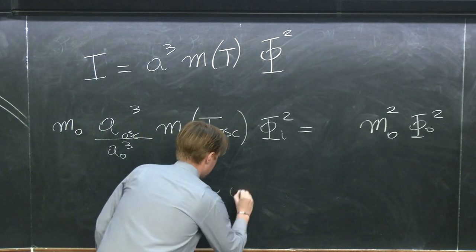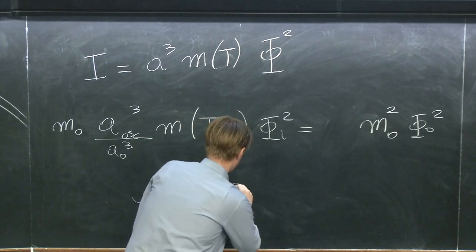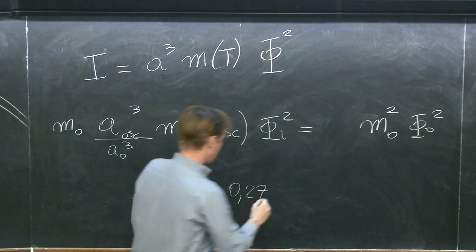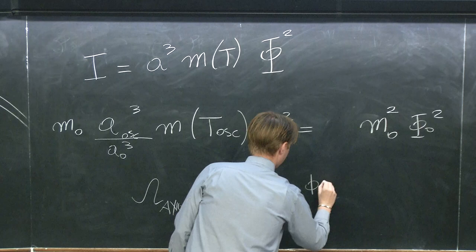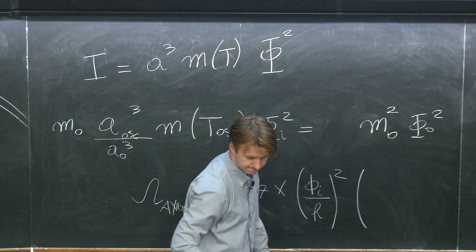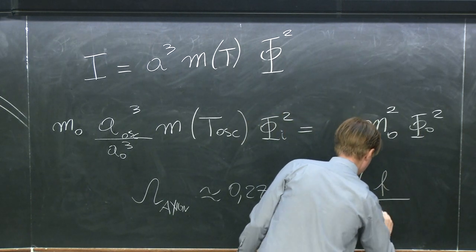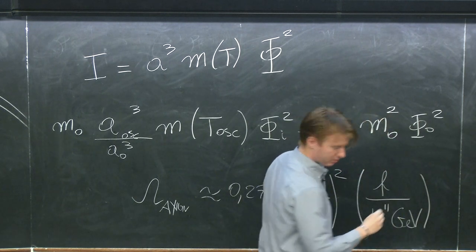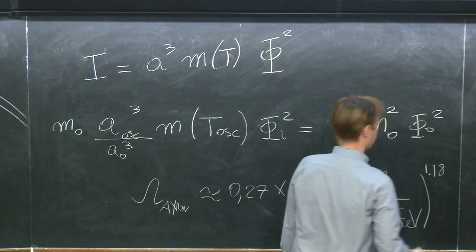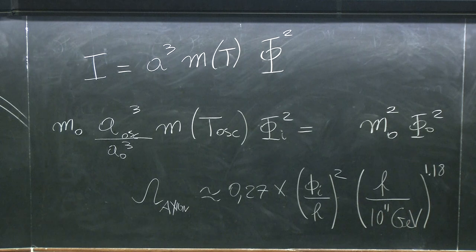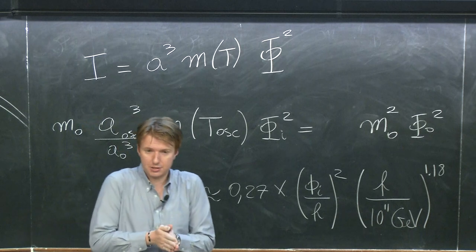And I normalize this as 0.27, which is the number I like, because it's the number I measure, times phi I over f squared times f to the power of 1.18. So that's something, if you do just a few trivial steps, you can derive. So to conclude, we have a way to compute the energy density stored in this oscillation.